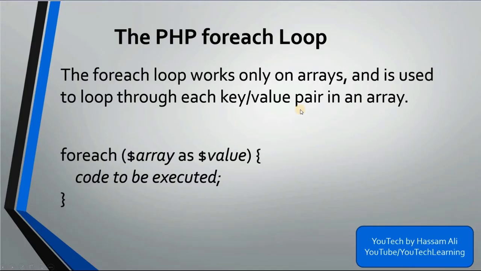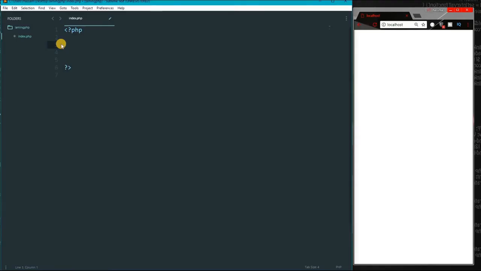So the last type of PHP loop is the PHP foreach loop. The foreach loop works only on arrays, and it is used to loop through each key value pair in an array. So remember, foreach only works with the array system. And how to type this? We have to type foreach. This is the array name. It should be plural. As a value, we will define a singular value for this plural value, and this singular value will loop through this. So our code will come here.